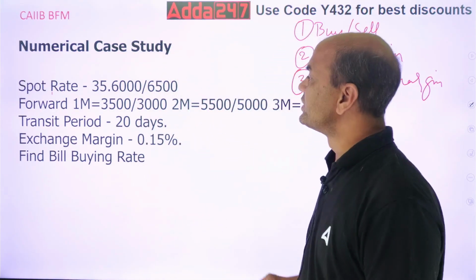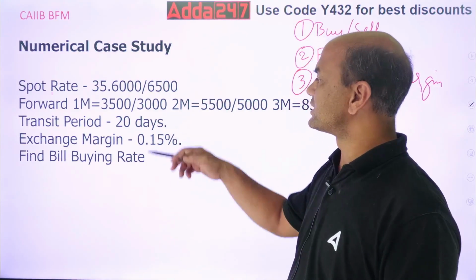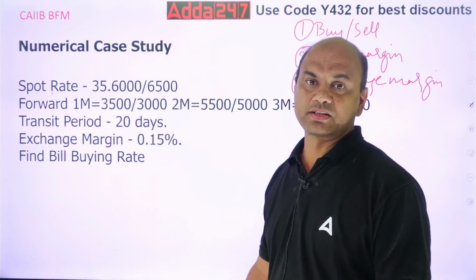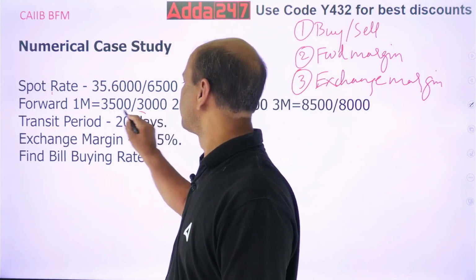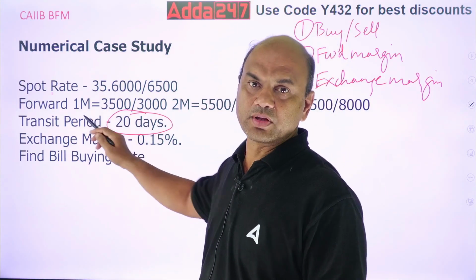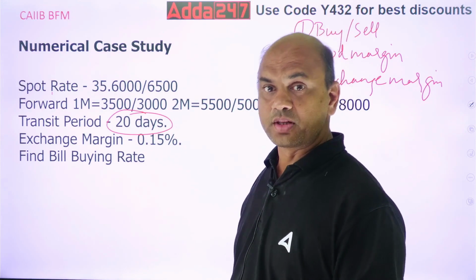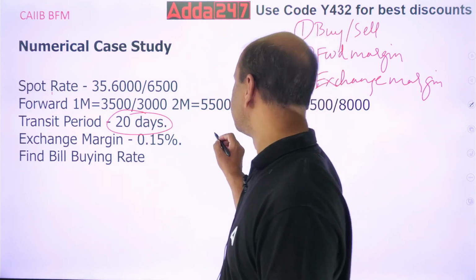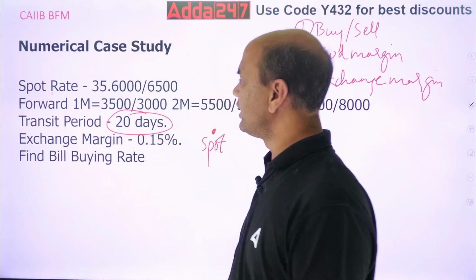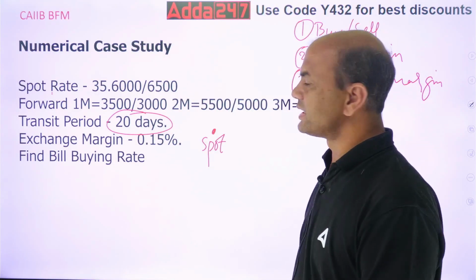What is given? Spot is given 35.6065. What is next? Forward is given 1 month, 2 month, 3 month. That's it. Transit period is given as 20 days. Now this is a real catch. This will decide what I have to take, whether I have to take 1 month or 2 month or 3 month. So now, let's look at this. This is spot. Spot means today. Okay. Transit period is given as 20 days.